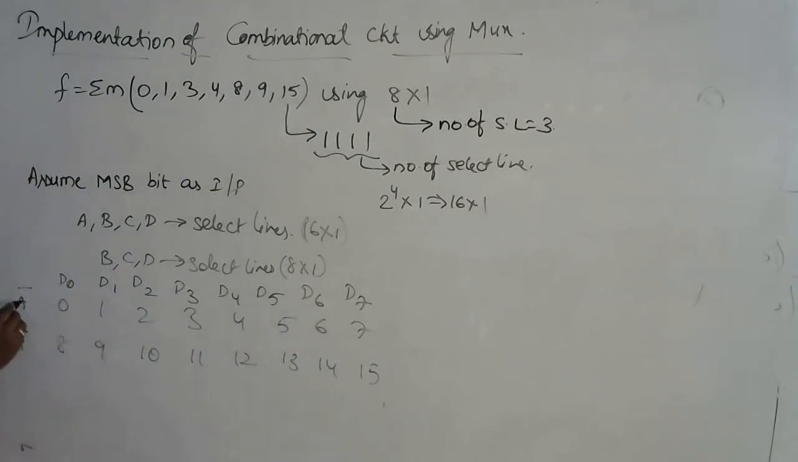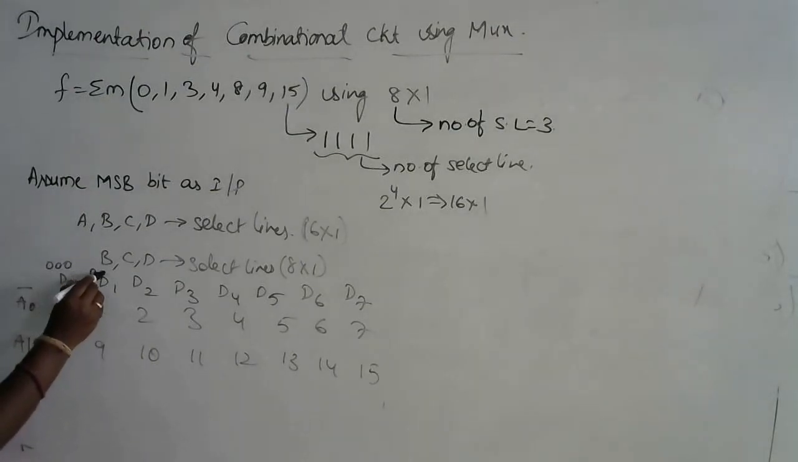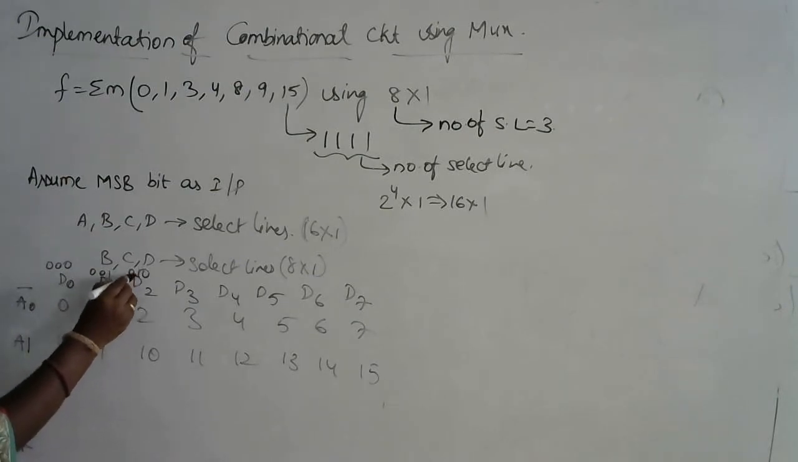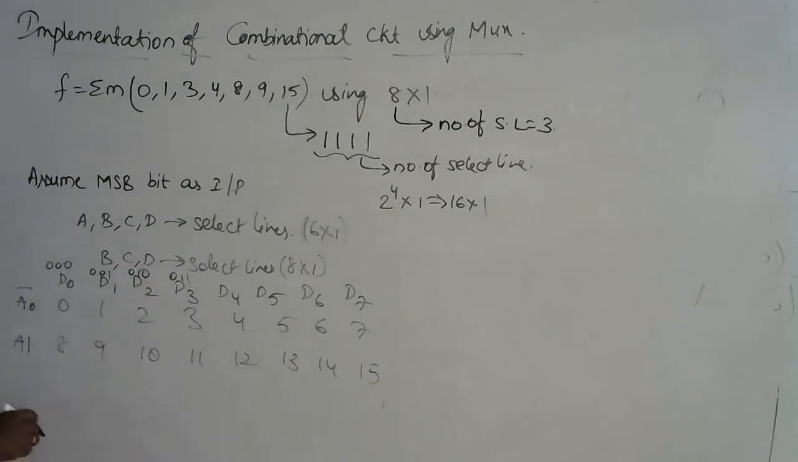Even if you consider, this is A bar, this is 0. D0 is 0 0 0, 0 0 0 0 is 0. This is A, this is 1. 1 followed by triple 0 is 8. D1 is 0 0 1, 0 1 0, 0 1 1. This is the way. Now whatever numbers are there in the question, just circle those numbers.